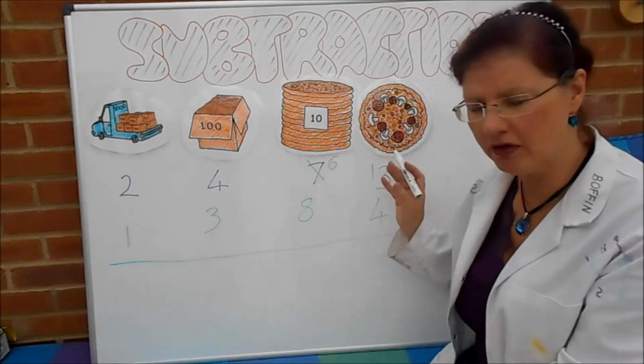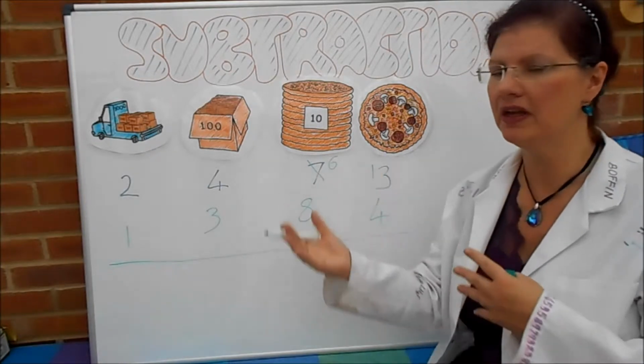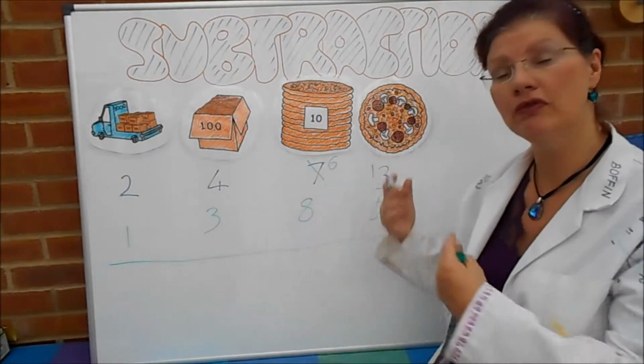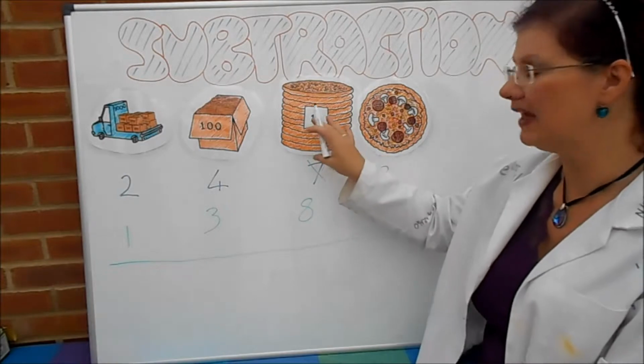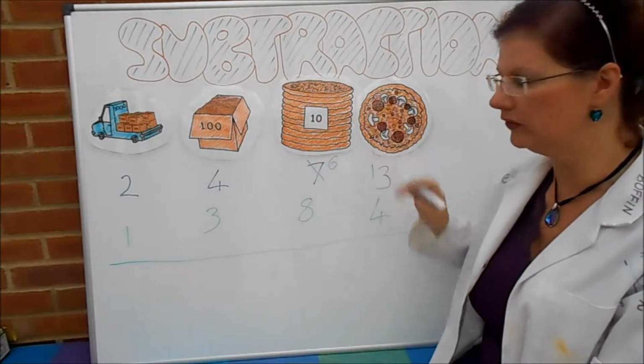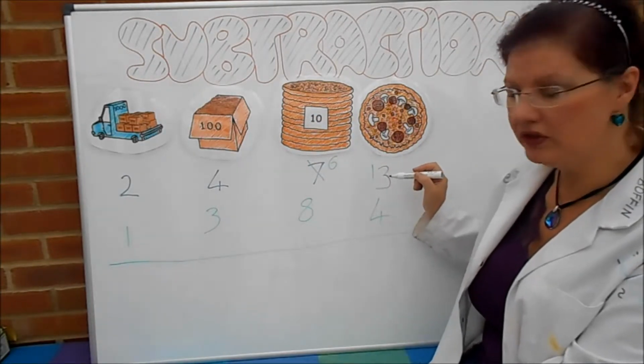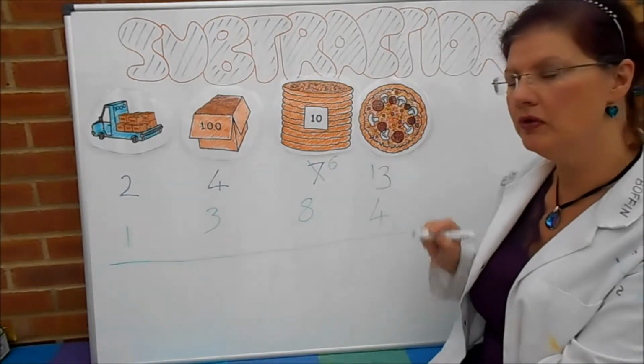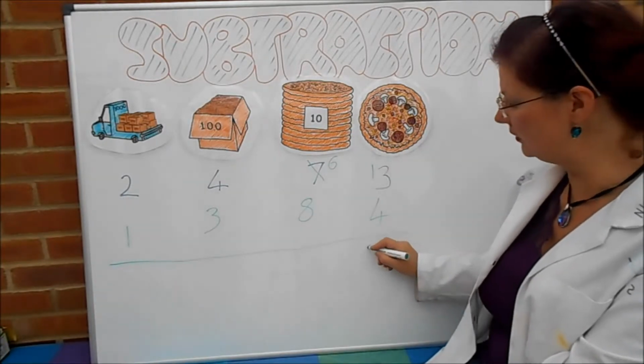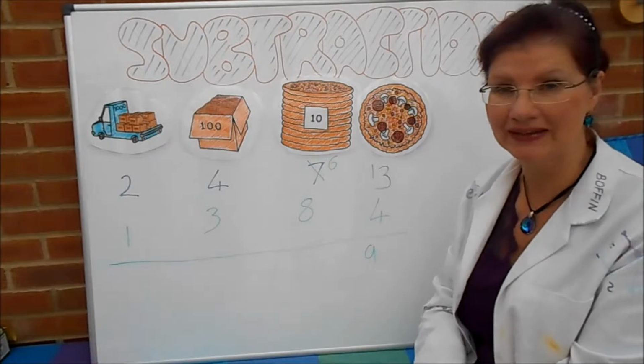Some people call this borrowing. I don't like that term because borrowing implies you're giving it back and actually you're not. I tend to refer to it as unpacking because you're unpacking a 10 and turning it into ones. So here we go. You have 13 pizzas. Your customer wants 4. That's fine. You can give him those 4 and you're left with 9 at the end.